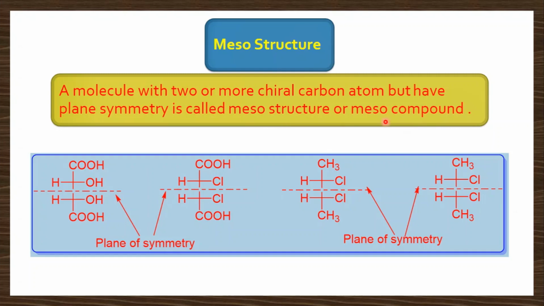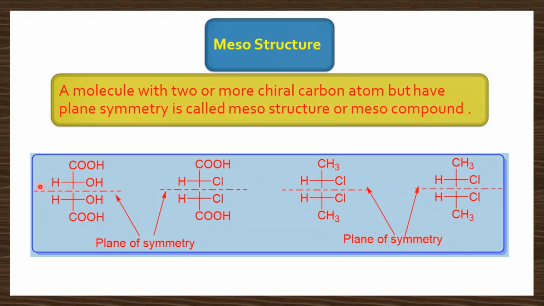meso compound. Or you can say that a compound having two or more chiral carbons but which has a plane of symmetry is called a meso compound or meso structure. So these are examples of meso compounds, because this compound has two chiral centers. This is chiral center 1 and this is chiral center 2, but it has a plane of symmetry.